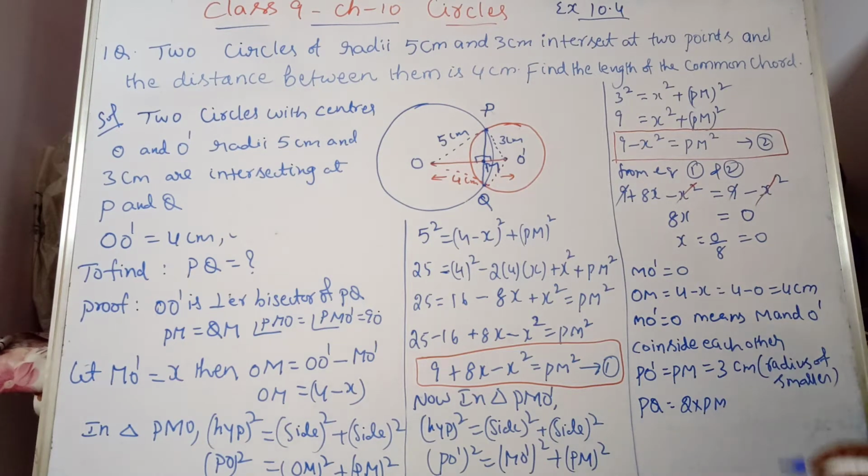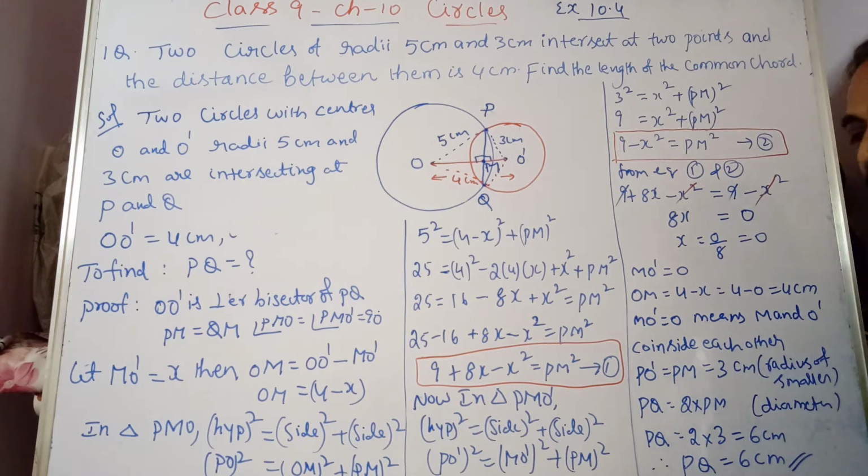PQ is equal to 2 times PM, which we can write as the diameter of the smaller circle. So PQ is equal to 2 into 3, which is equal to 6 centimeters. Therefore, PQ, the length of the common chord, is 6 centimeters. Is it clear, students? What we have discussed?